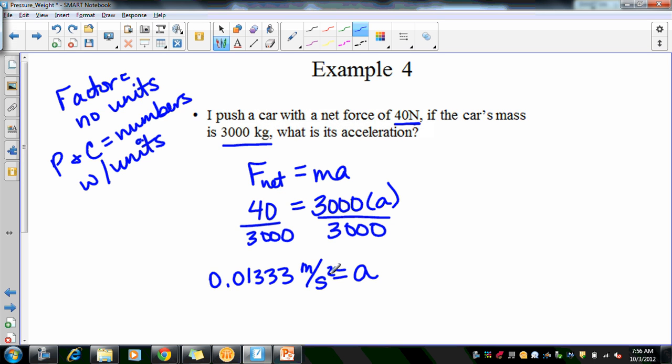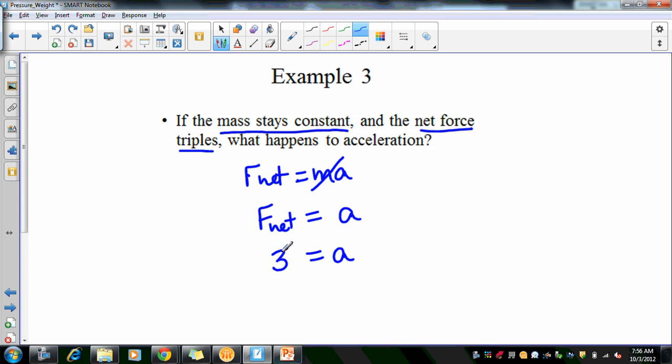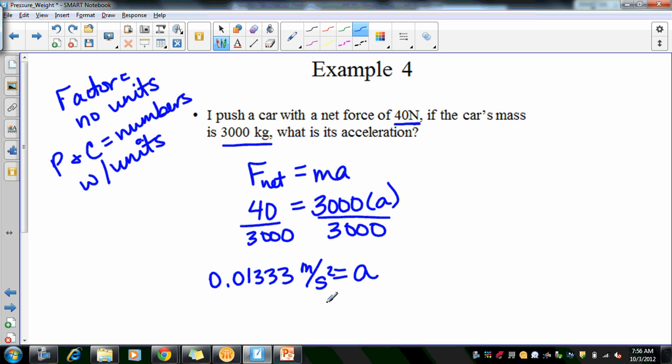So notice in a factor problem, there's no units. It's just saying that the acceleration will be 3 times what the original was. So if the original was 10, again, then it would be 3 times as high, so it would be 30 meters per second squared. So factor problems have no units. But plug and chug problems have to have units. So here we're actually solving for the specific acceleration, so it has a unit of meters per second squared.